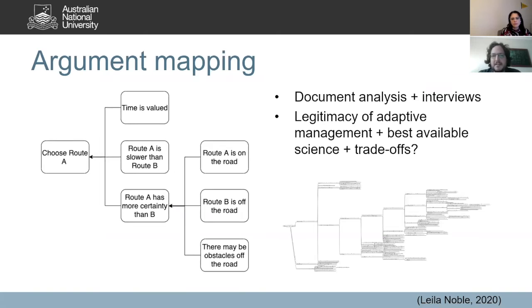And as you can imagine, the actual argument map she ended up with, so this is a case of water policy in Australia, the argument map's a fair bit more complicated, and so there's a certain activity in identifying what are the subunits within it that are worthy of further exploration. And the key idea that came out of that is about the legitimacy of the way of addressing uncertainty that combines adaptive management, best available science, and trade-offs.